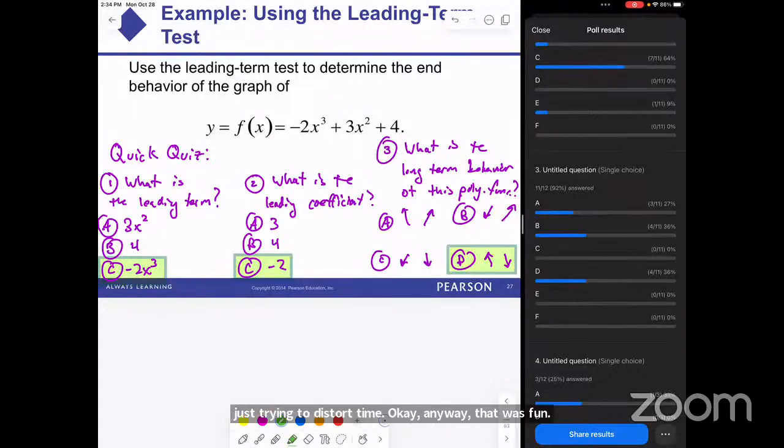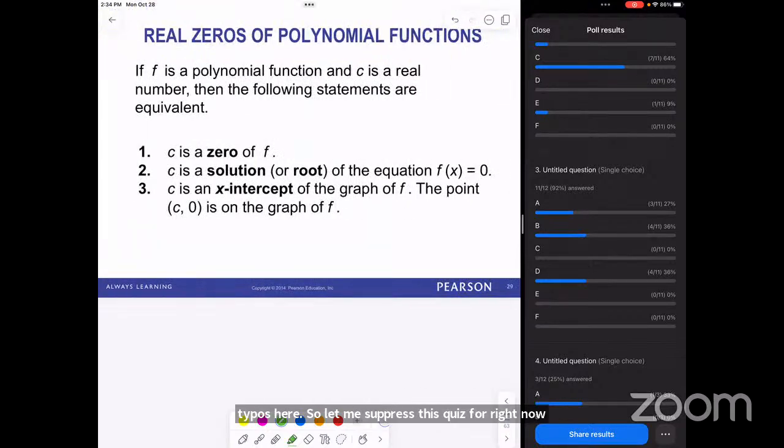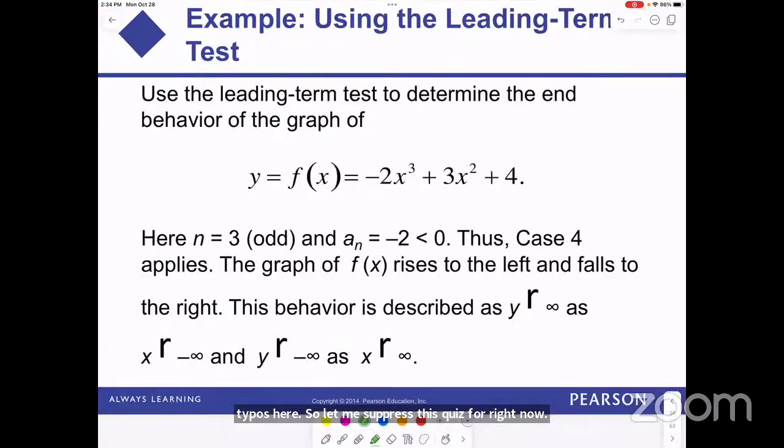Okay, so the degree is the only thing we're missing there, but that's fine. Oh, typos here. So let me suppress this quiz for right now. Okay, I need to do my attendance from this morning. I guess I'll do that after my next class. Let me get rid of the typos here. So these little R's, those are just where the symbol didn't process. Sometimes the symbols don't show up properly. I think those are just like right arrows.